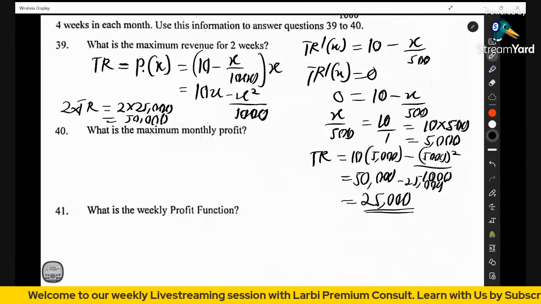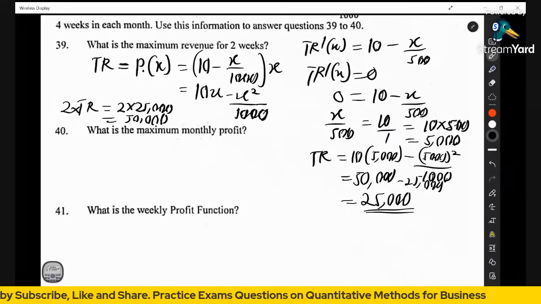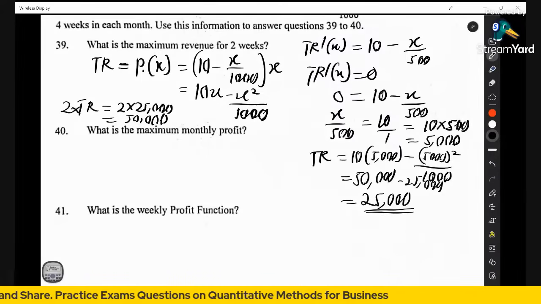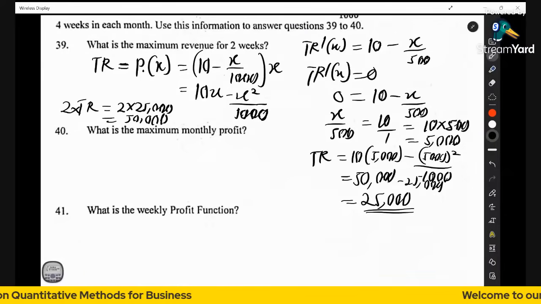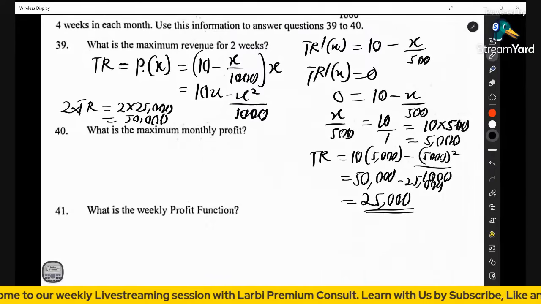How do you find the maximum monthly profit? So how do you find the profit function? That's what we're going to do. So the profit function is derived by what? The difference between the revenue function and the cost function. So once you find the difference so that you get the profit function, then for you to find the maximum profit, you have to differentiate the profit function so that you find the value of the output, and then you come back and substitute into the profit function and you get that maximum. So that's what we're going to do.